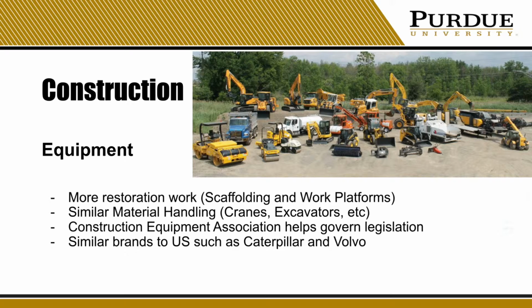Equipment in the EU is similar to the US, except for the fact that obviously again there's more restoration work to be done. For this reason, many projects require scaffolding and work platforms. Cranes and excavators are used similarly in the EU as they are in the US, and are manufactured by similar brands such as Caterpillar and Volvo. It is important to note that the Construction Equipment Association governs legislation for most of Europe, and most countries have their own version of this association.